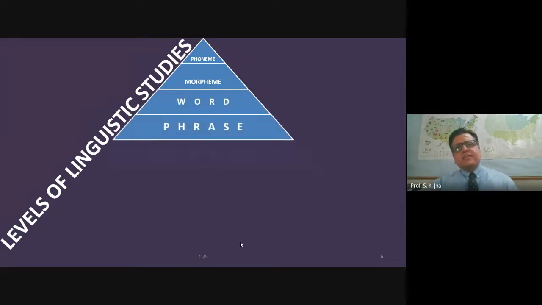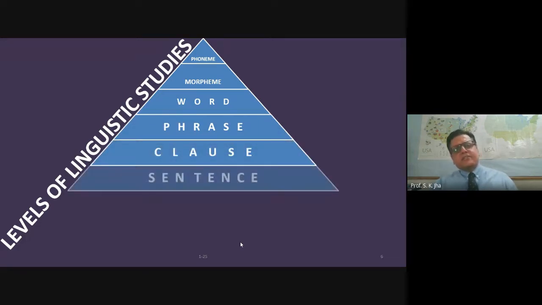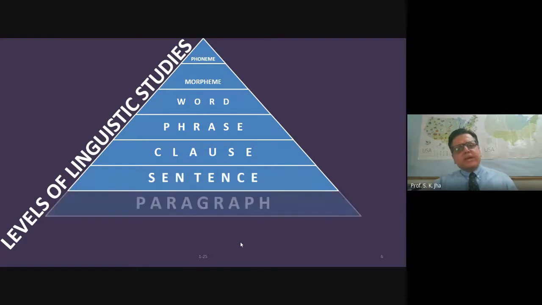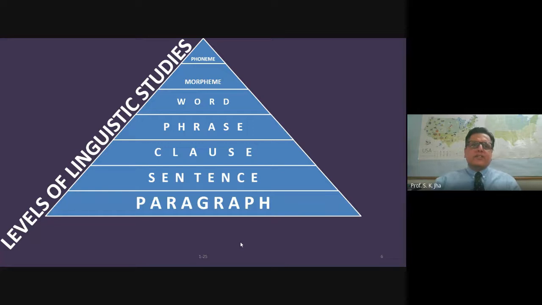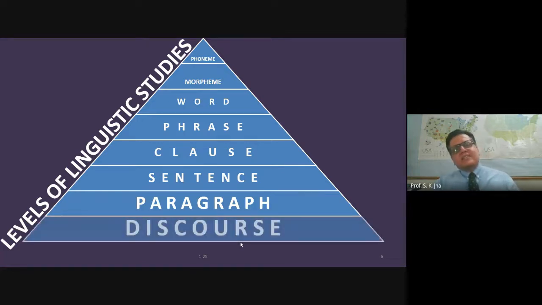Larger than phrase is clause. Larger than clause is sentence. Larger than sentence is paragraph. Larger than paragraph is discourse. And larger than discourse is text.